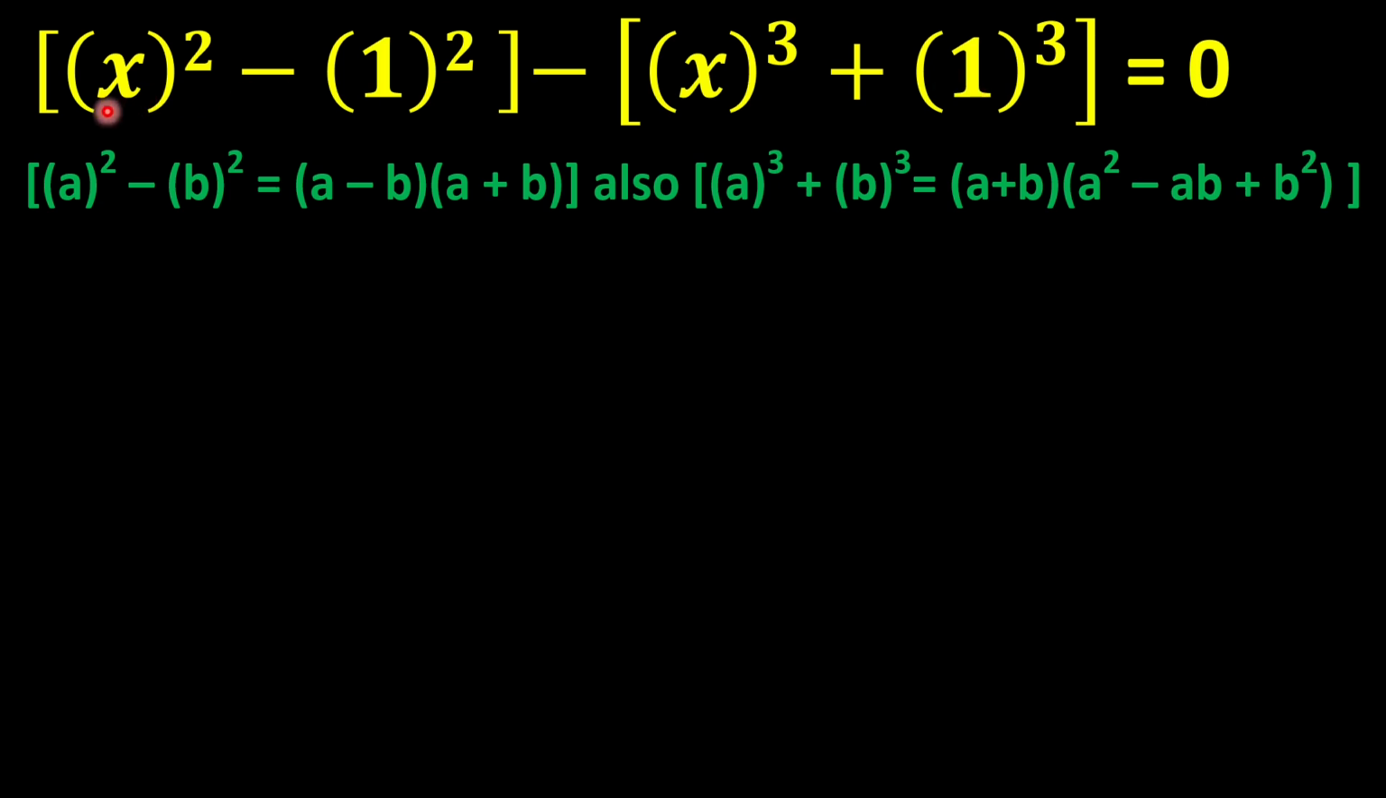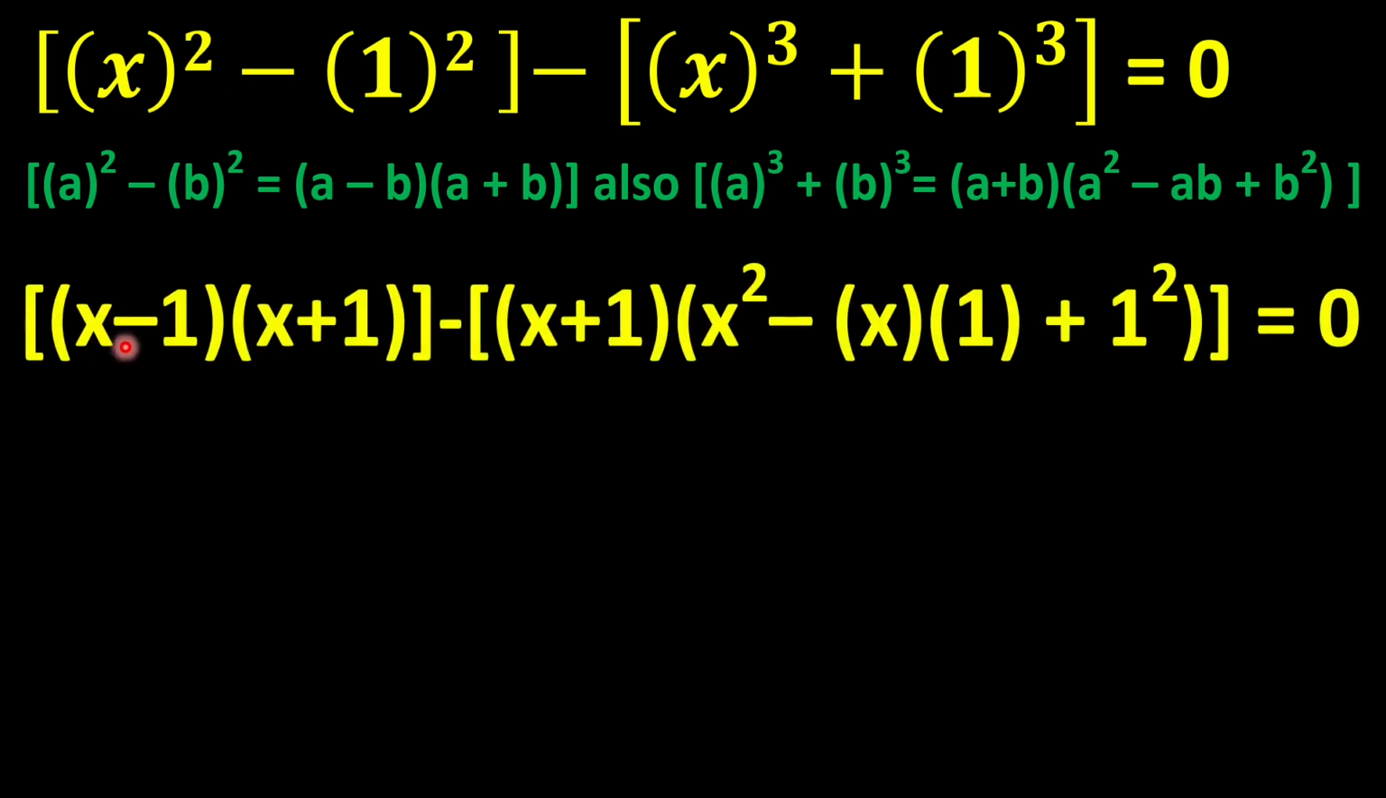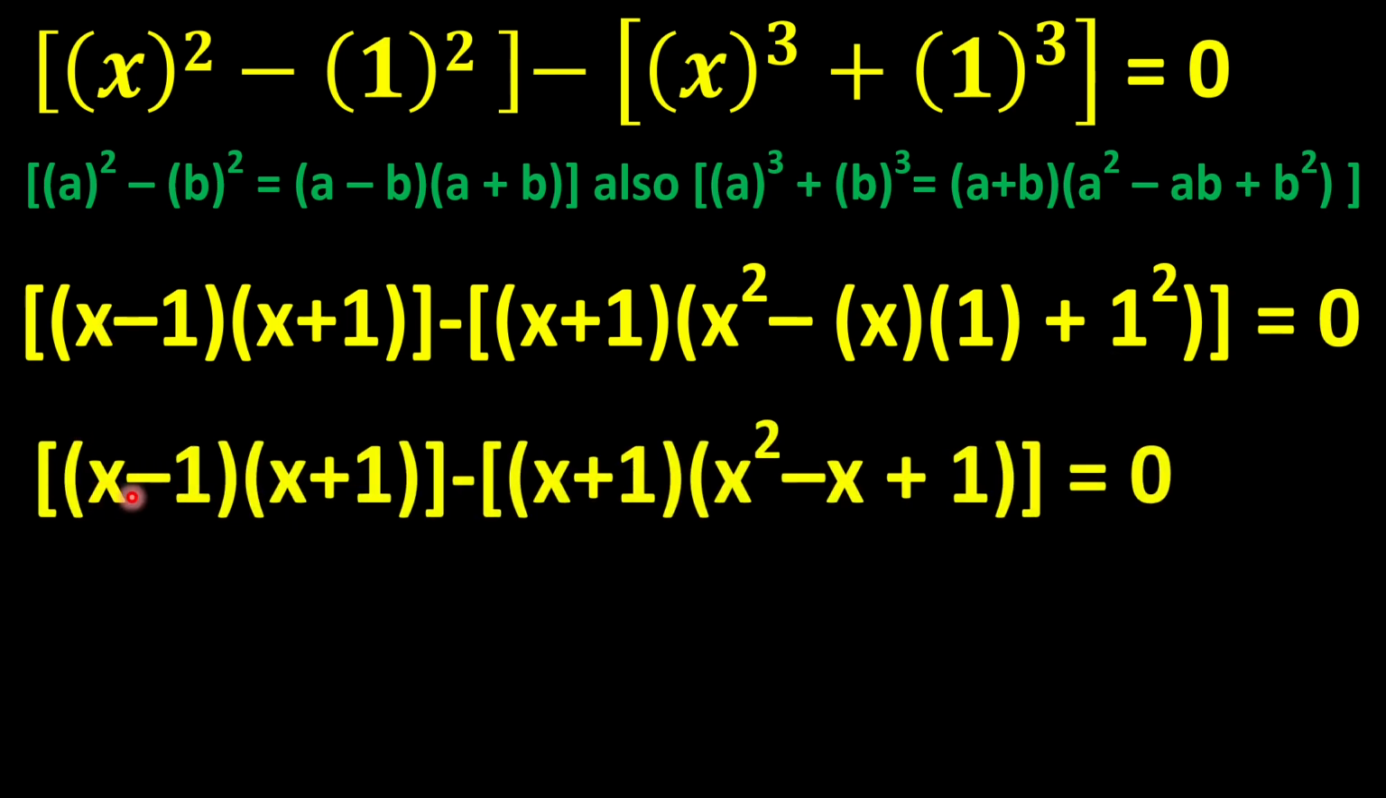So this whole equation will become a minus b into a plus b, and this will become a plus b into a square minus ab plus b square, equals 0. So now we can write this equation as x minus 1 into x plus 1 minus x plus 1 into, this will become x square minus x multiplied with 1, so it will become minus x, and plus 1 square equals 1, equals 0.